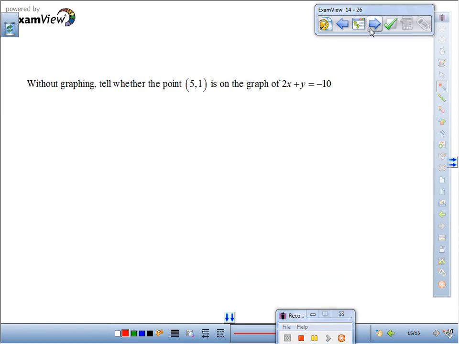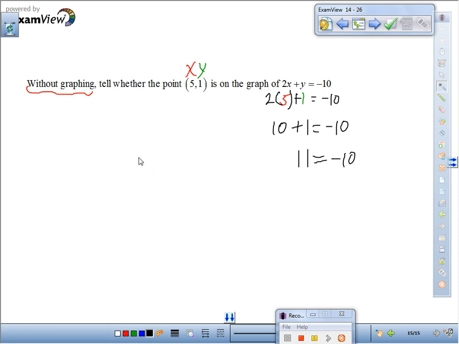Number 14. All right. This one, it says, without graphing. Without graphing, tell whether this point is on the graph. How do we do that? We substitute the value of x and the value of y into the equation. So what is y? 1. What is x? 5. We bring everything else down. The 2 multiplies 5, the plus, the equals, and the negative 10. Are we there? Next, what is 2 times 5? 10 plus 1 equals negative 10. What is 10 plus 1? Is 11 equal to negative 10? So therefore, not on graph.